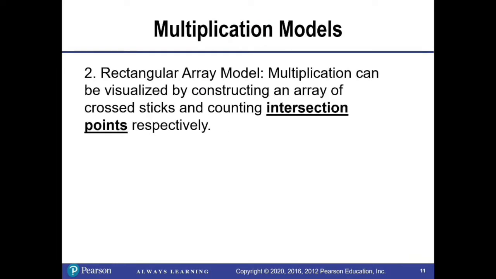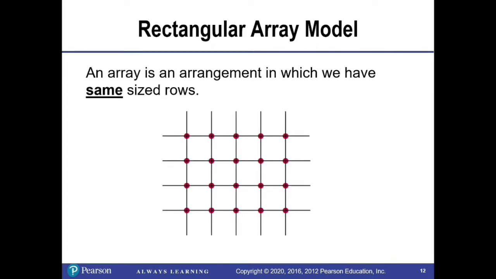Our second model for multiplication is the rectangular array model. So this one looks at an array of cross sticks and counts intersection points. Here's what it looks like. So notice here we have 4 rows and we have 5 columns for a total of 20 dots. So this would represent 4 times 5. So the 4 tells us how many rows, and the 5 tells us how many dots are on each row.